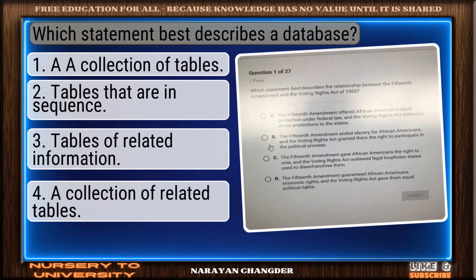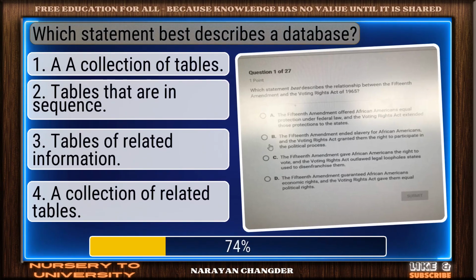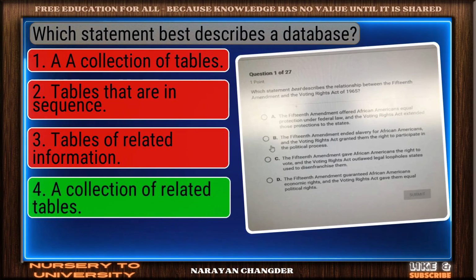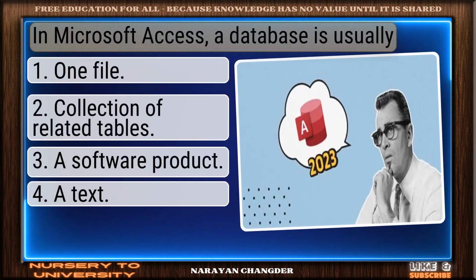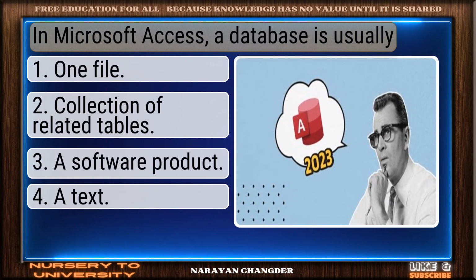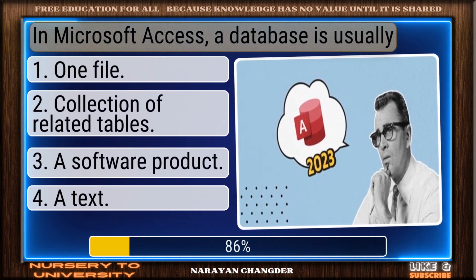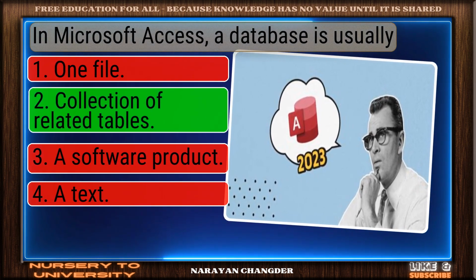Question number 24. Which statement best describes a database? You chose a collection of related tables. And it is correct. Question number 25. In Microsoft Access, a database is usually. Correct. Collection of related tables is the right answer.